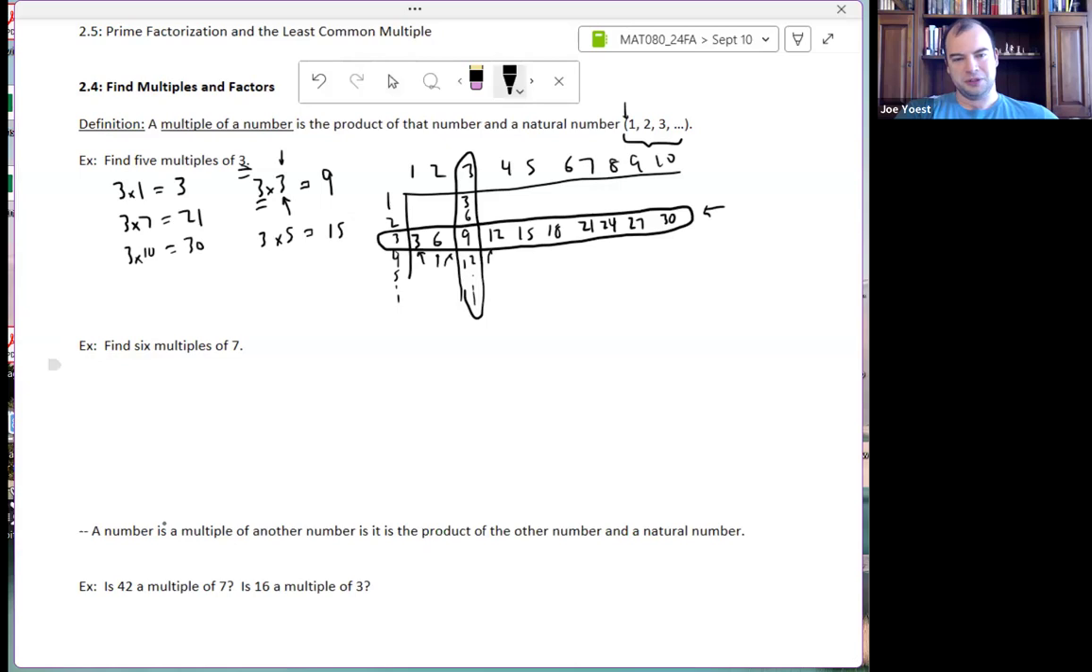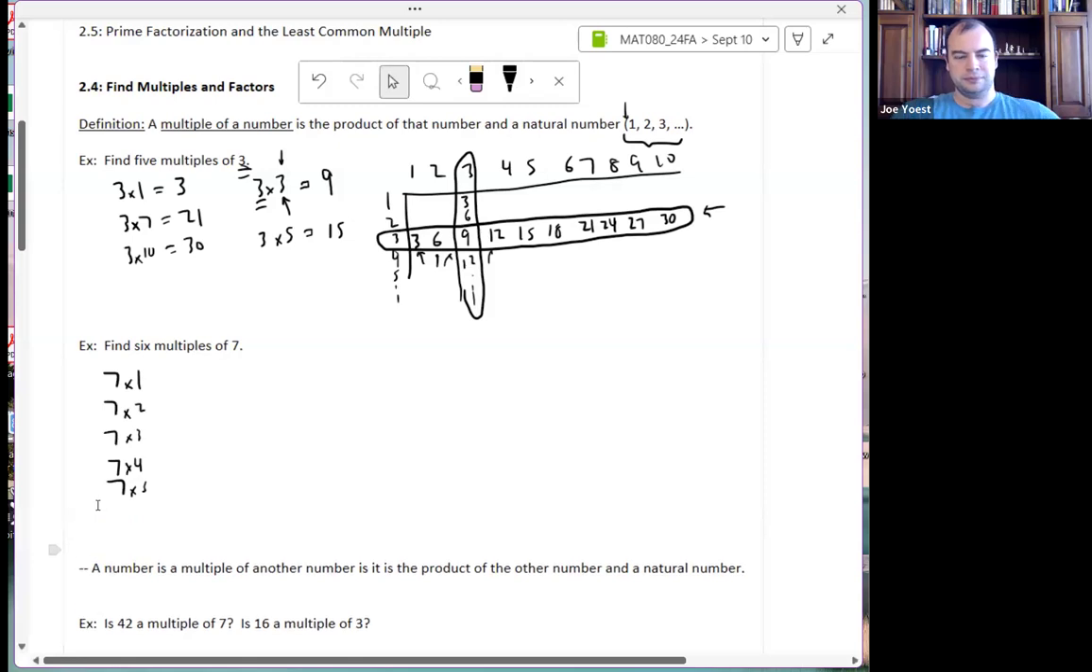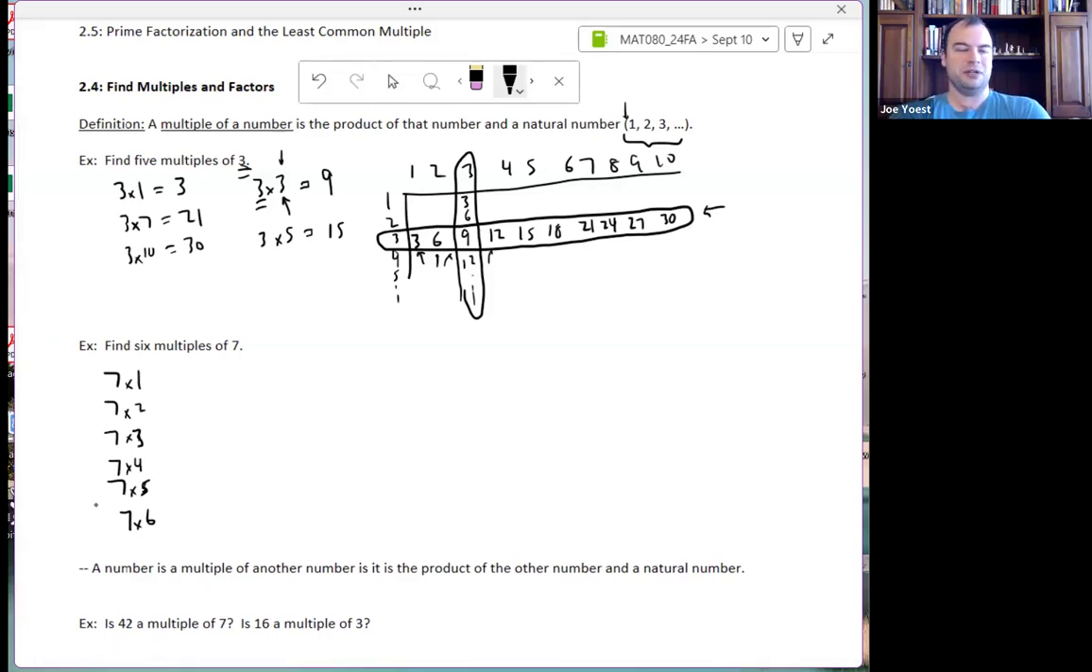If I want to find 6 multiples of 7, maybe I just do 7 times 1, 7 times 2, up through 7 times 6. That would be kind of the easiest way to go about this. And again, if I'm pretty familiar with my times table at this point, this shouldn't be too bad of an exercise.